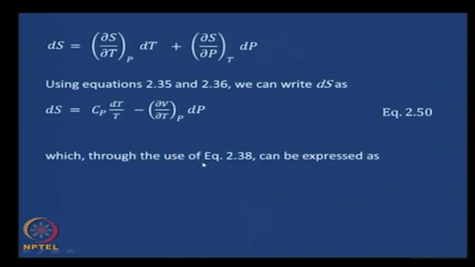which can be expressed as, we are going to use equation 238 now, dS equals Cp dT by T minus alpha V dP. Note that this is ∂V/∂T at constant P. Therefore, this is the variation of volume with temperature at constant pressure, related to expansivity, and the 1 by V is actually the expansivity, and therefore, this becomes alpha times V. We will call that equation 251.